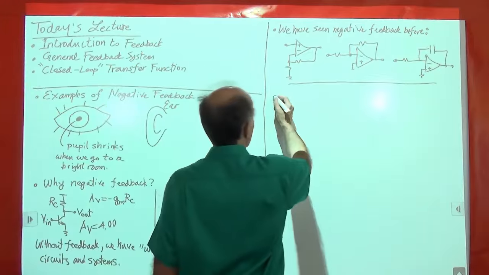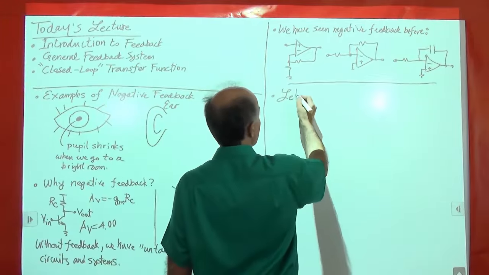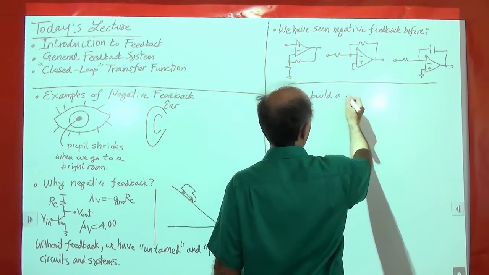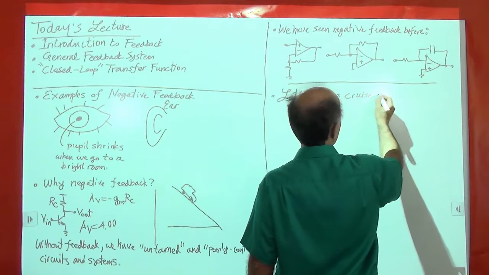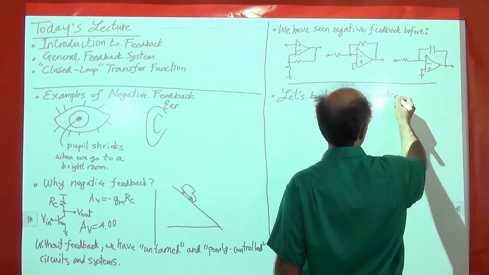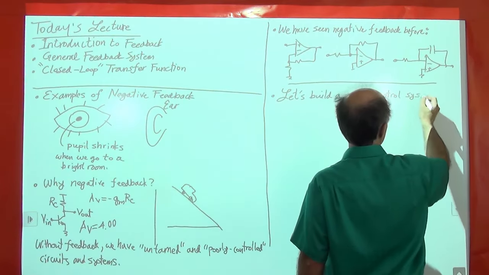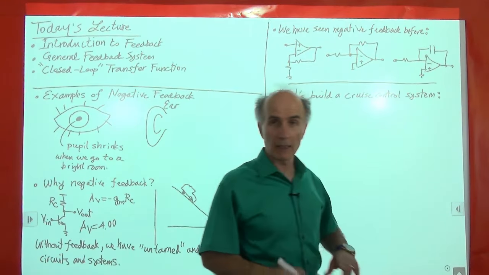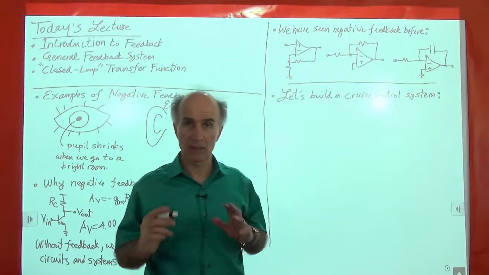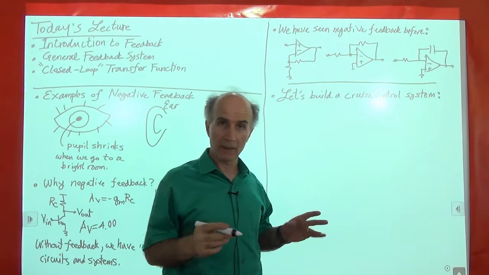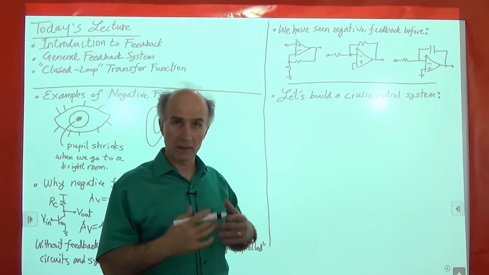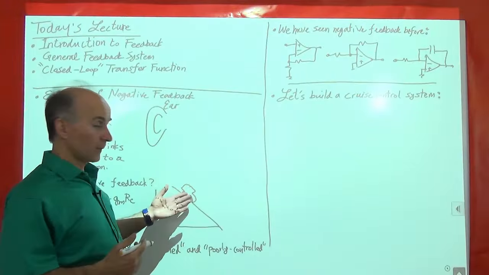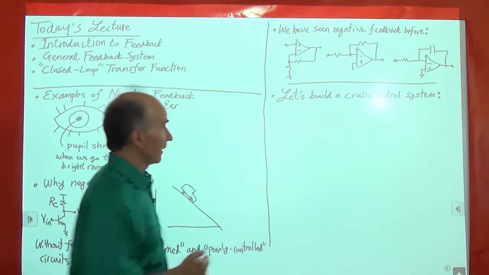So let's try to build a cruise control system. All right. Based on what we know, again, we're not looking for something fancy and very accurate and very realistic. We just want to put a few things together and see if somehow we can control and regulate the speed of a car like this, right? All right, so here's the car.